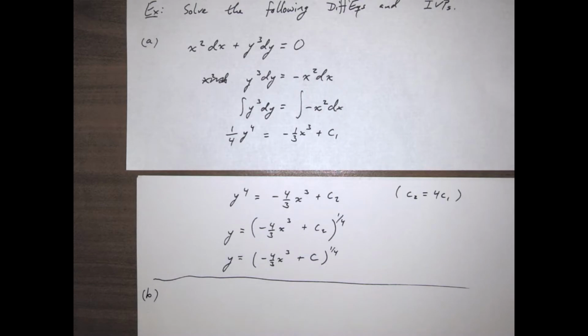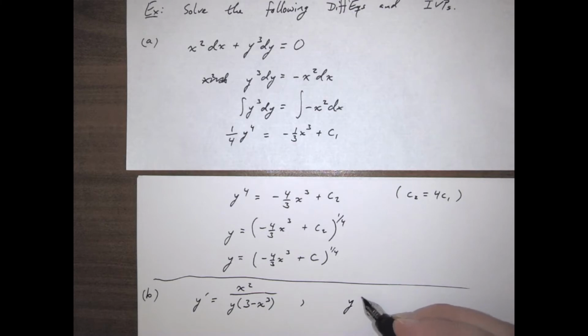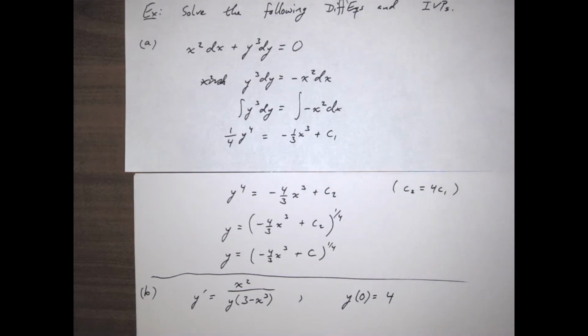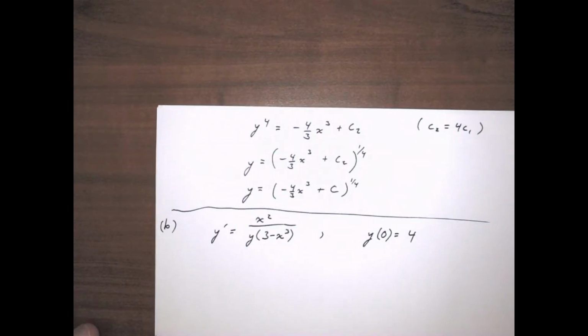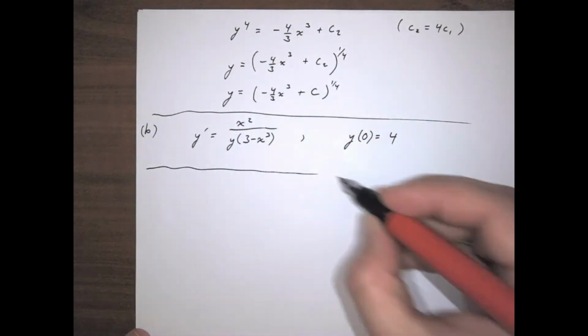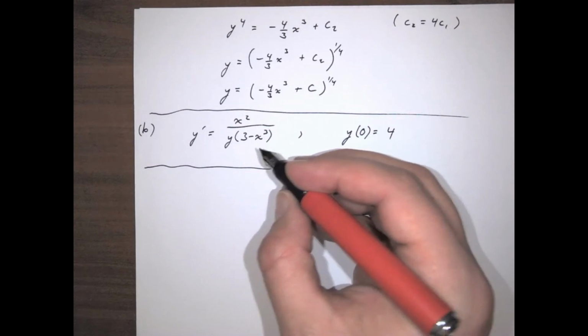Now let's try another one. Let's try y prime is equal to x squared over y times 3 minus x cubed. And we'll throw in an initial condition here, y of 0 is equal to four. All right. Well, let's just see where the process takes us here.